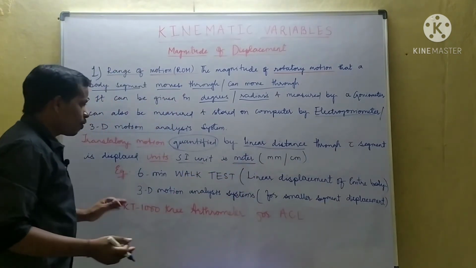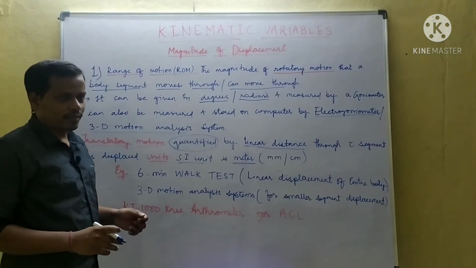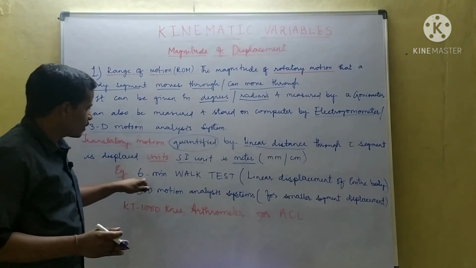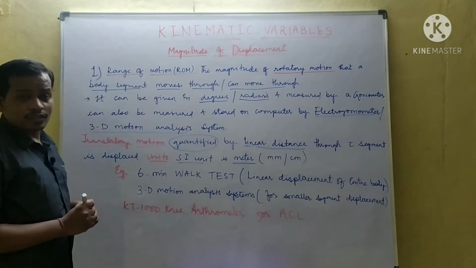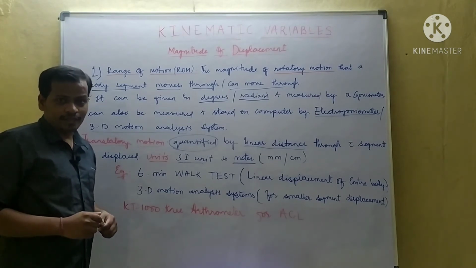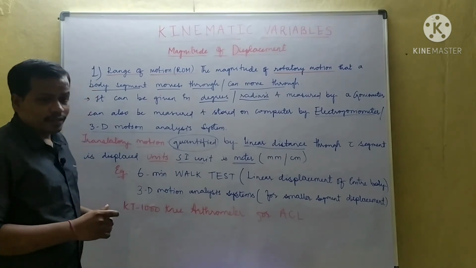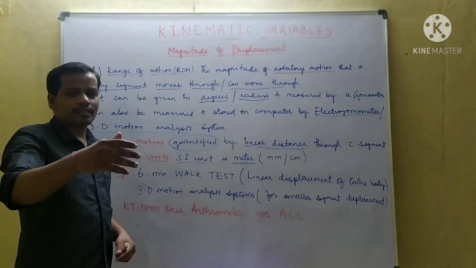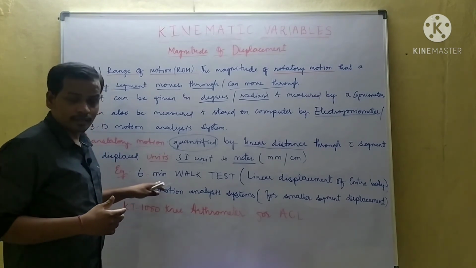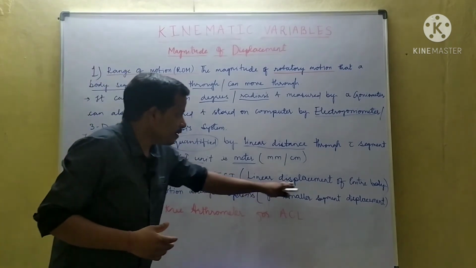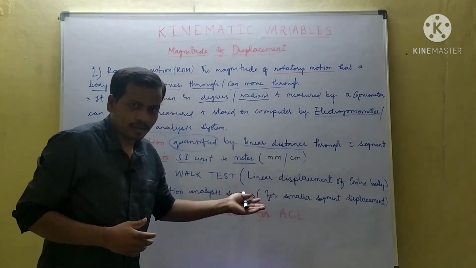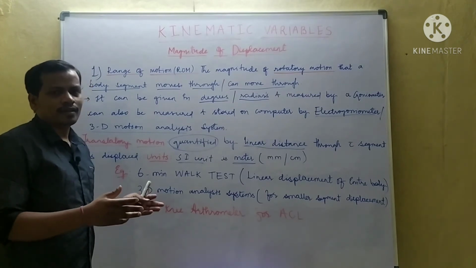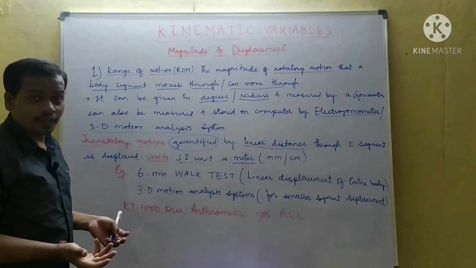An example of a total body linear displacement is the 6-minute walk test, guys. This test is used to test the cardiorespiratory fitness of an individual. The person walks as much distance as he covers in 6 minutes, and this represents the linear displacement of the entire body, not a particular segment. You can remember that walking can be a linear displacement of the entire body.